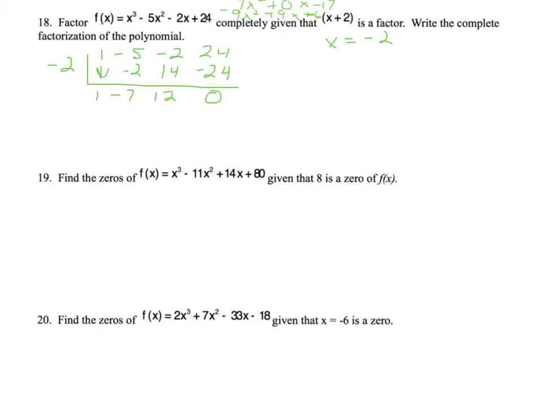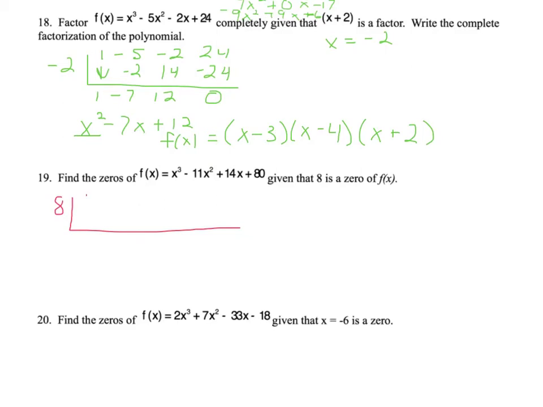So now I'm going to take my remaining coefficients and write them as a polynomial. If I factor that polynomial, I'm going to get x minus 3, x minus 4. And then x plus 2 is my original factor. So I'll put that next to that. And that will be my final answer. So 19 we're going to do in a similar way, except they said that 8 is a 0, which means that I can just put 8 outside of the division box. And then do synthetic.